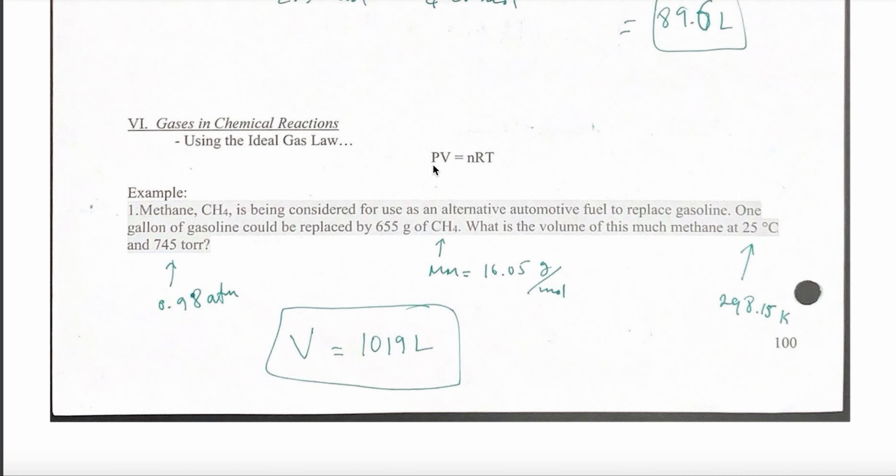In which P is the pressure, it has to be in ATM. So for this particular problem, we convert it to ATM. If you take 745 torr divided by 760, you get ATM. V is the volume. That needs to be in liters.